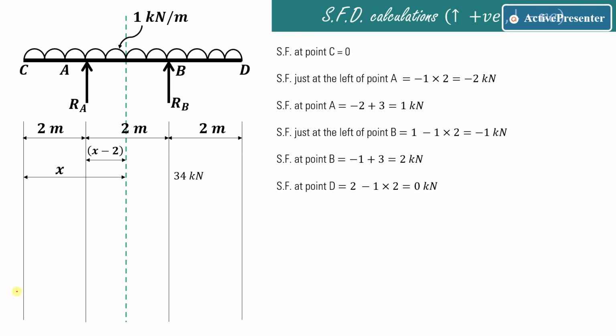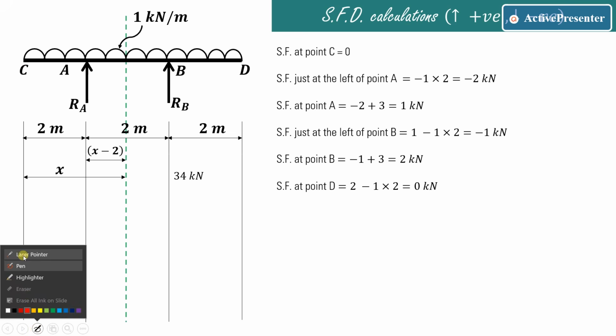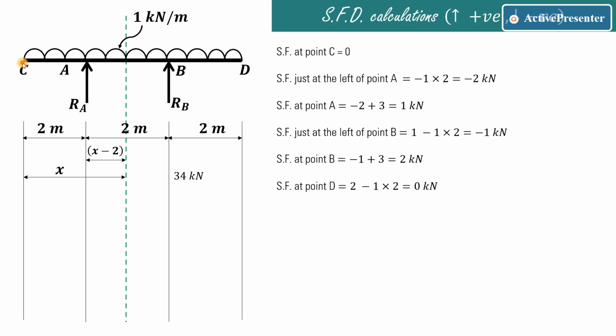Shear force at point C will be 0 because there is no other force acting at point C. For shear force at point A, we have to take into consideration the uniformly distributed load acting between C and A. So it is 1 kilonewton per meter multiplied by 2, and as it is acting in the downward direction, it is minus 1 into 2. So up to point A, the shear force is minus 2 kilonewton. Now exactly at point A, there is an upward acting reaction Ra that we have to add. Ra is 3 kilonewton, so it is minus 2 plus 3, that is 1 kilonewton.